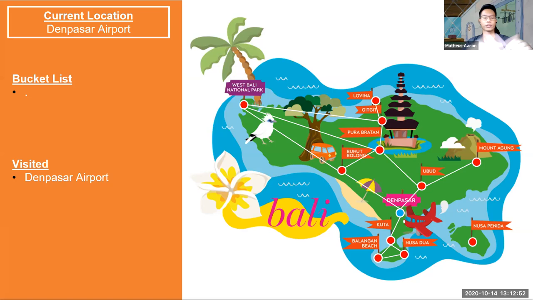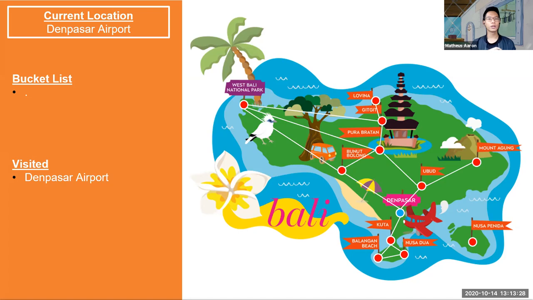Because of the pandemic, I really want to go to all the places available in Bali. These are all the places in Bali represented by a red dot: West Bali National Park, Lovina, Gitgit, Pura Brantan, Bunut Bolong, Ubud, Mount Agung, Kuta, Balangan Beach, Nusa Dua, and Nusa Penida. We flew from Changi Airport to Ngurah Rai International Airport at Denpasar. So we're currently at the airport, and we don't know what other places are available in Bali.